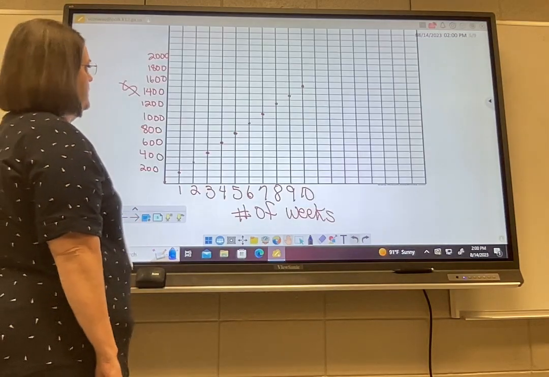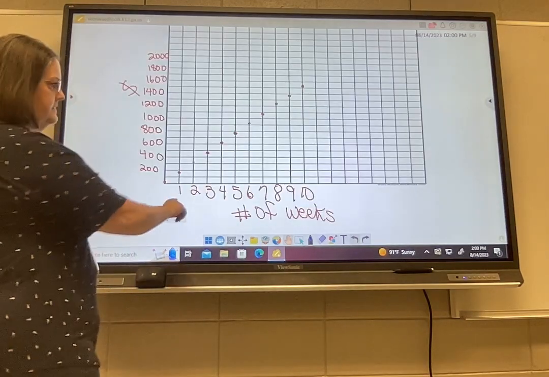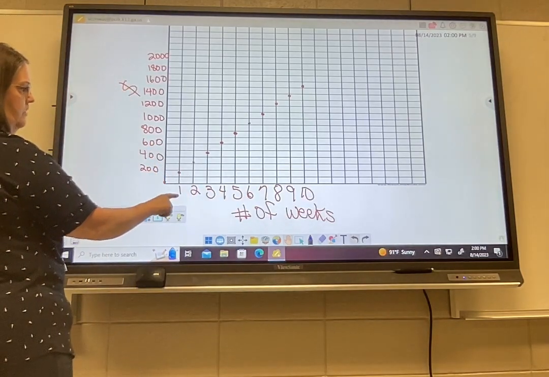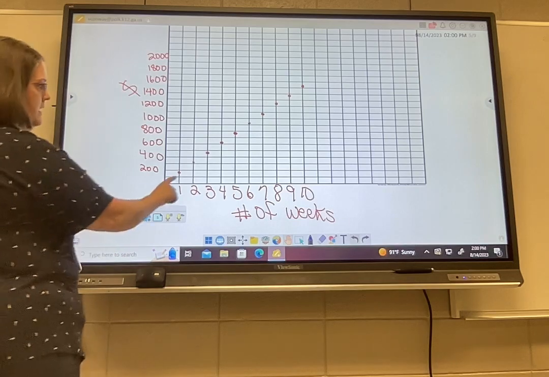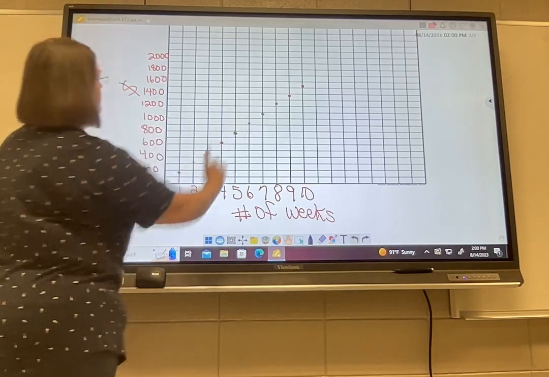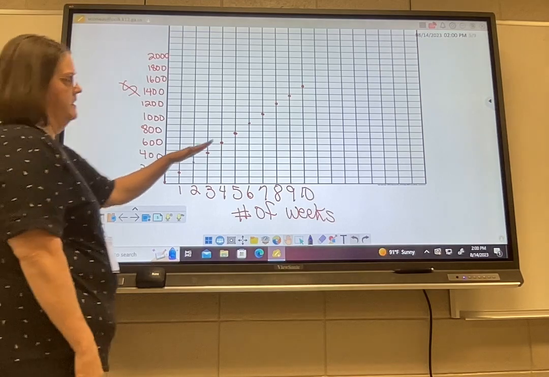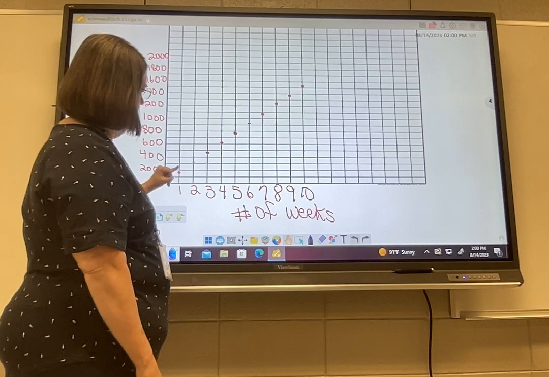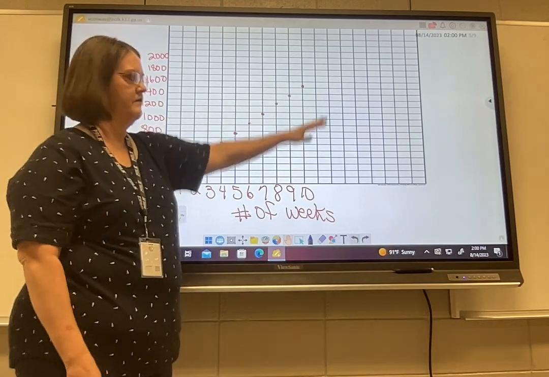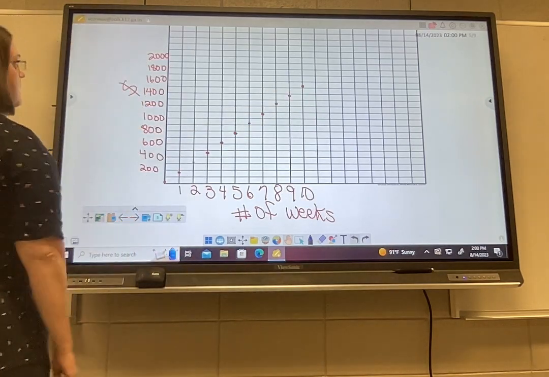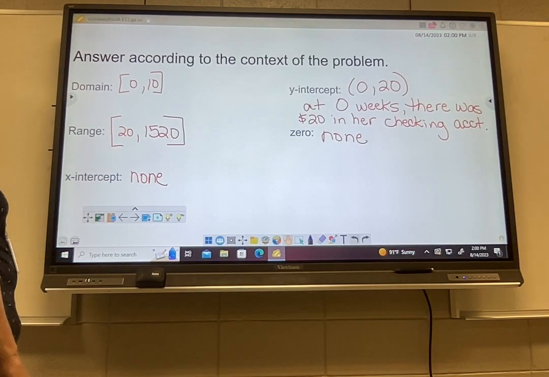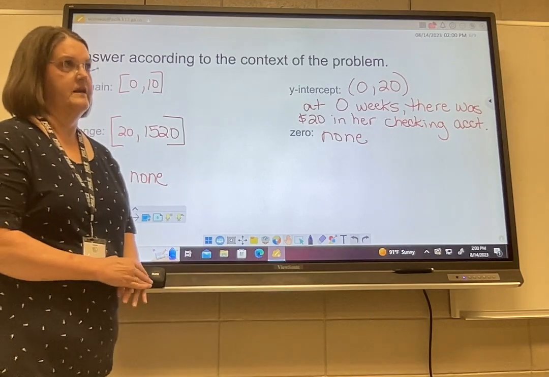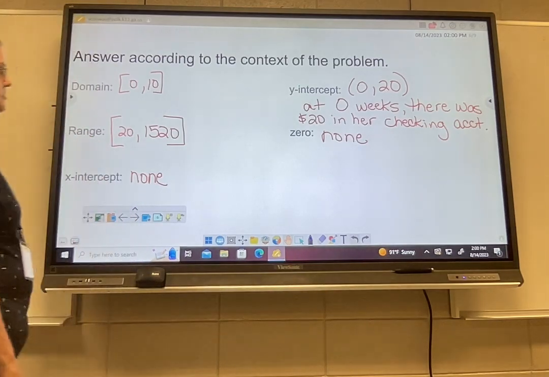All right, now we're going to graph that function. So this is the number of weeks and this is the money. At 0 weeks it's $20, and all I did was take that table and plot the points on that table. So all of these are those points that came from the table. So this is the function, and it is going up. It is an increasing function. Okay, now we are going to answer these things in relationship to that graph and in relationship to the function that we just got through doing.